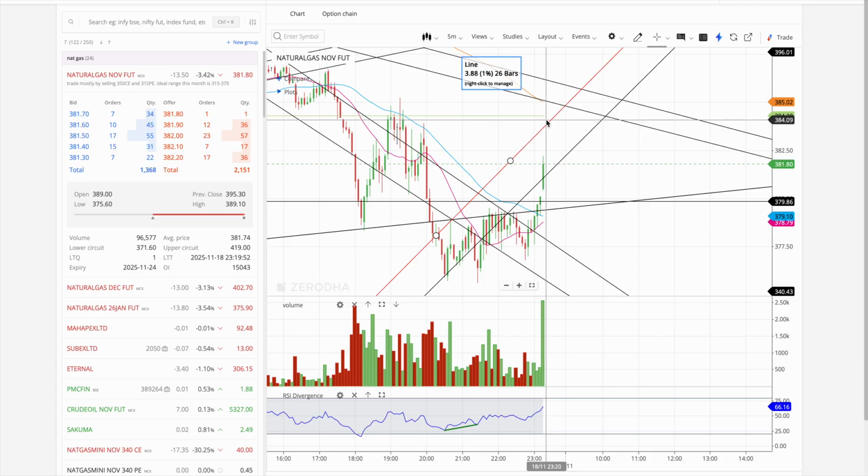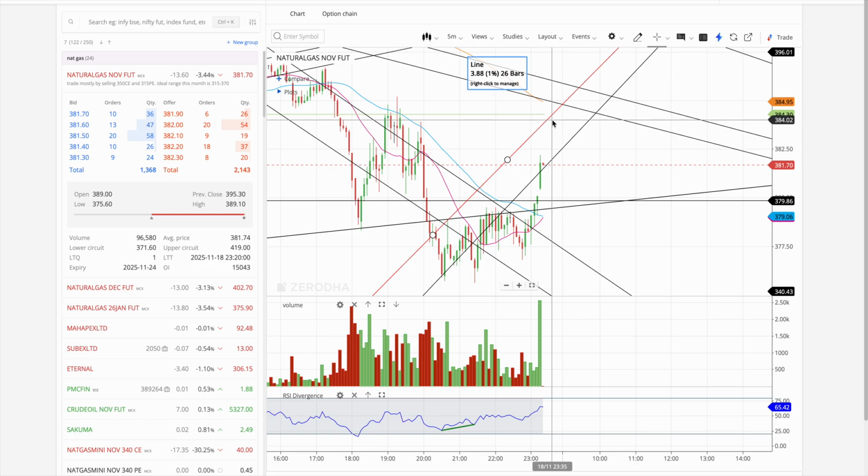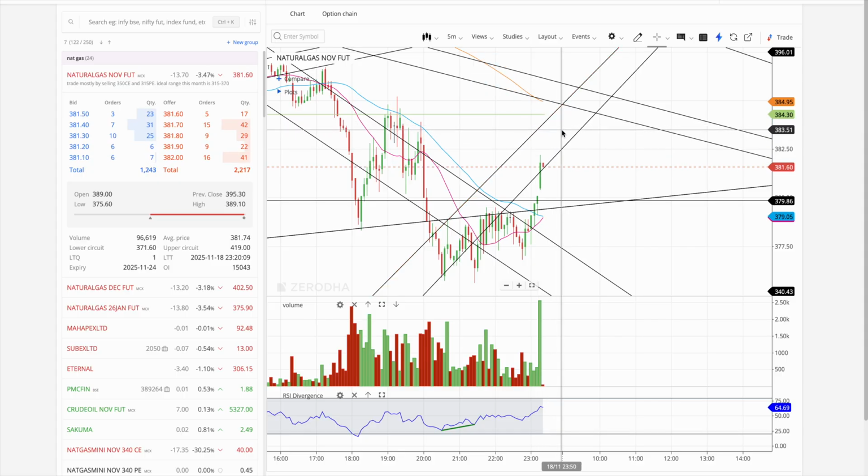This is a level, 384. Right now the price is 381.8, but what I could see is it is trying to reach 384. Then we might see a change in the trend, or the trend may continue if it is sustaining those levels. So the next target for natural gas is approximately 384.2.